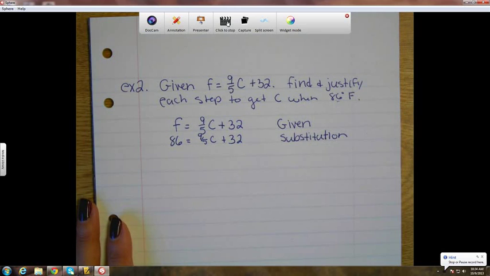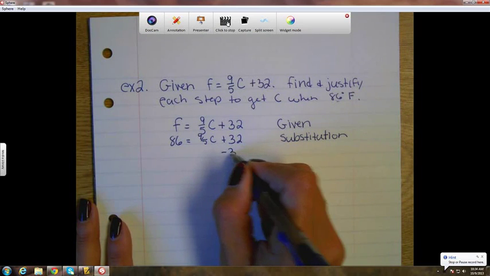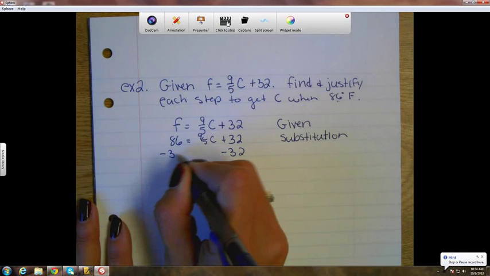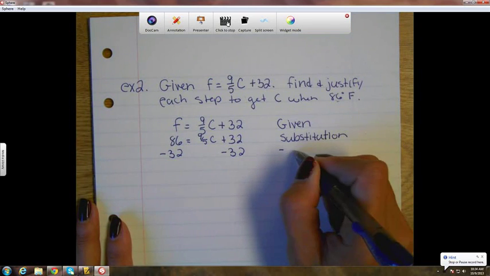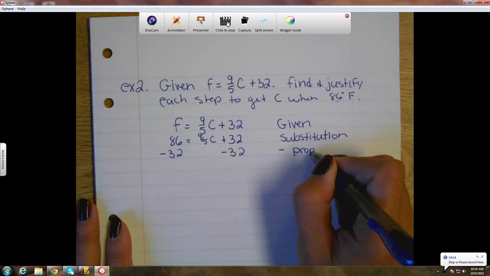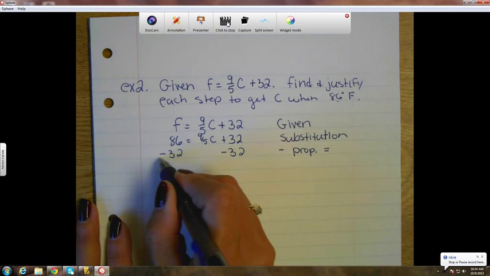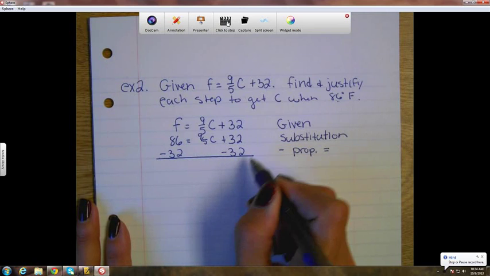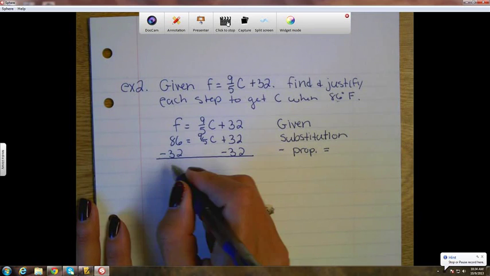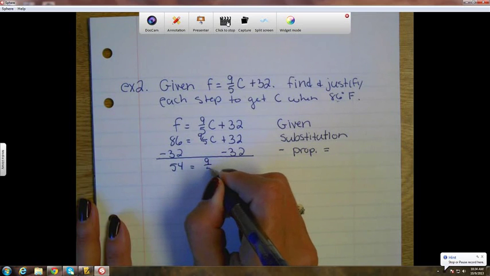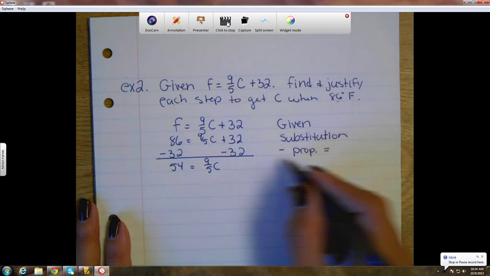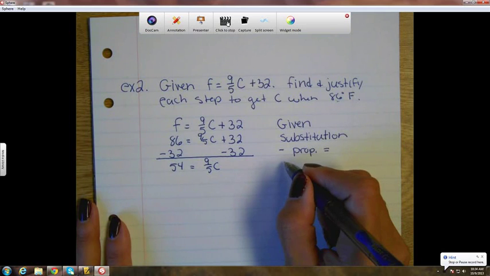Now it's simple algebra. What are you going to do next to solve for the C? Subtract 32 from both sides. What property is that? The subtraction property of equality. Now we actually do the subtracting. 86 minus 32 is 54. What did I just do here? What property? I simplified.